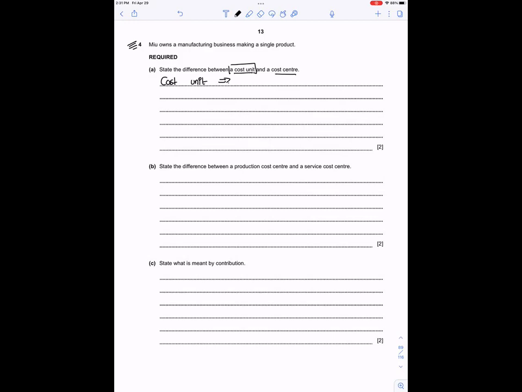Anybody? Like 1 unit of production. Cost unit is the unit of production. Very well. What is a cost center? Department in a business where you can attribute a cost to. Yes. Department of a business where you can attribute the costs.